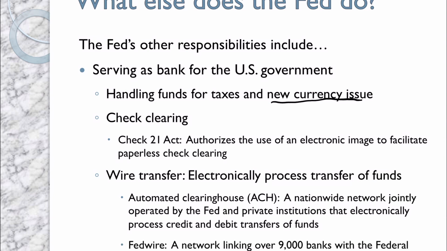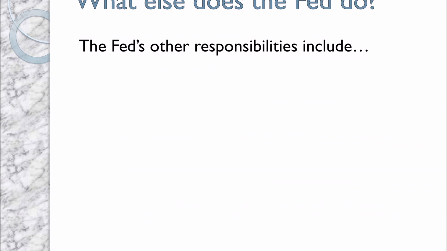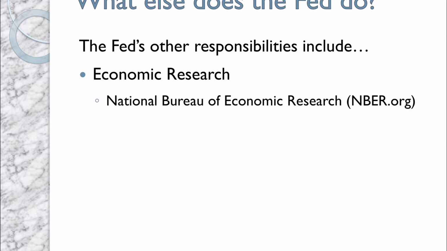And then the Fed also deals with FedWire. This is a network that links over 9,000 banks with the Federal Reserve that is used to transfer deposits and make loan payments between participants. So those two different types deal with wire transferring. What else does the Fed do? The Fed's other responsibilities include economic research. So they deal with gathering, analyzing, interpreting economic data. You can see some of this economic research by looking at the National Bureau of Economic Research, so nber.org.